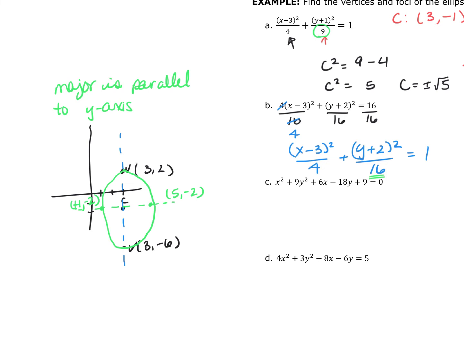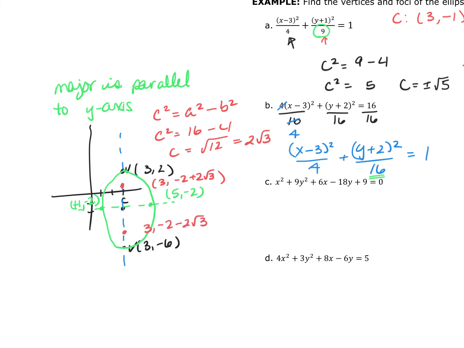Anyways, now I'm going to find my foci. Now remember, my c squared is equal to my a squared minus my b squared. So my c squared is going to be 16 minus 4. So my c is going to be the square root of 12, which can be written as 2 root 3. So my foci are going to be here and here approximately, and so it's going to be 3 comma negative 2 plus 2 root 3, and 3 comma negative 2 minus 2 root 3. So those are all the pieces that I need to graph my ellipse.